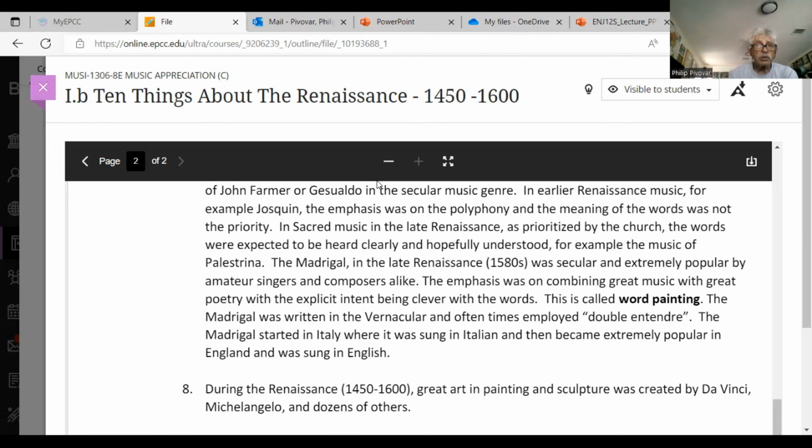And the madrigal was written in the vernacular. In England, it was in English. In Italy, it was in Italian. And oftentimes it employed a double entendre. You know what that means, right? The madrigal started in Italy, where it was sung in Italian, and then in English.